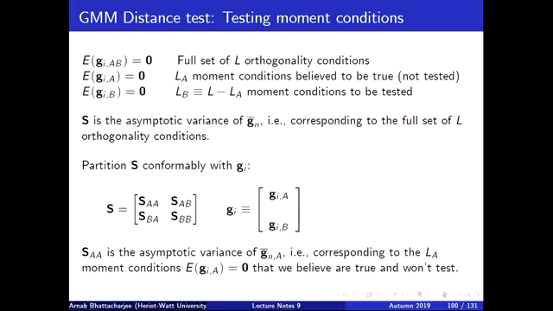How do we do this? Efficient GMM. We will be computing the asymptotic variance of this, and that matrix as well we are going to partition in exactly the same way. You can order the moment conditions so that you can have that in a partition form. This is L by L because there are L moment conditions in all, and this one is LA by LA, and the other ones are equivalently conformable. These moment conditions we are sure about. We are not going to test these. We are going to test these moment conditions.